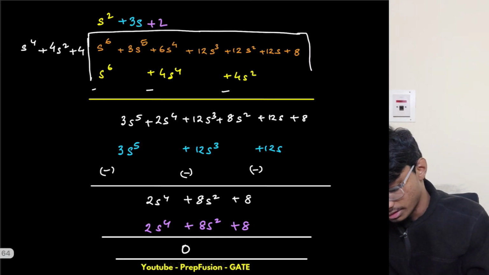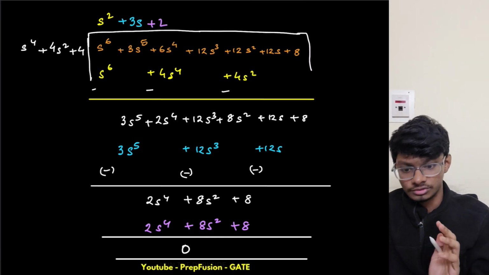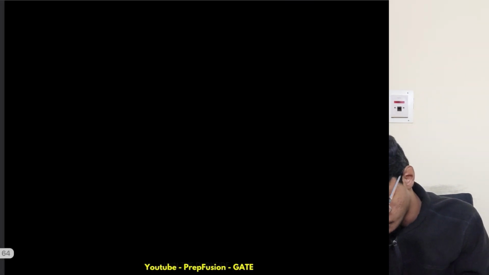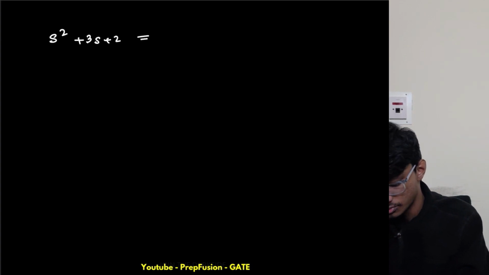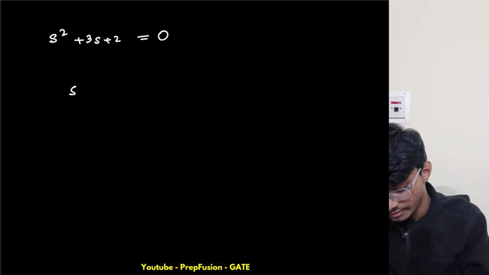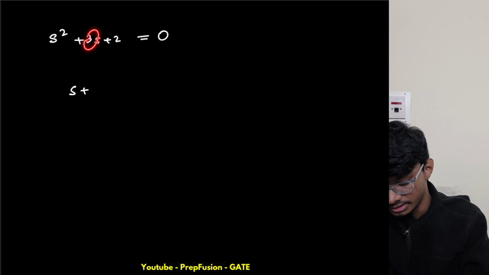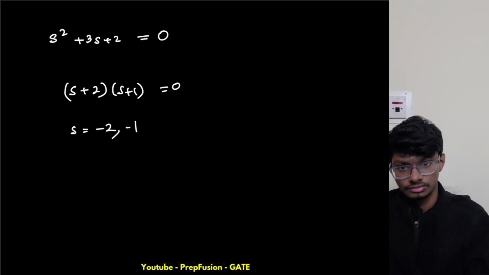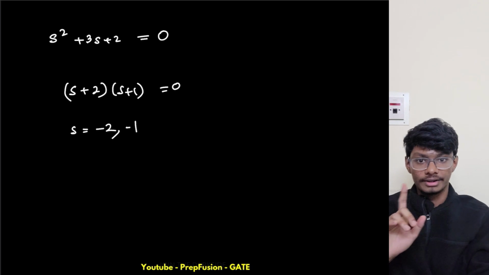So even for a sixth order polynomial you can find roots, but the condition is obviously you have to know a few other pieces of information also. So this is s square plus 3s plus 2. So what are my roots from here? If I equate this with 0, what will be the factors? This is the sum and this is the product. So it is s plus 2 into s plus 1 equals 0. So my other 2 roots are s equals to minus 2 and s equals to minus 1.